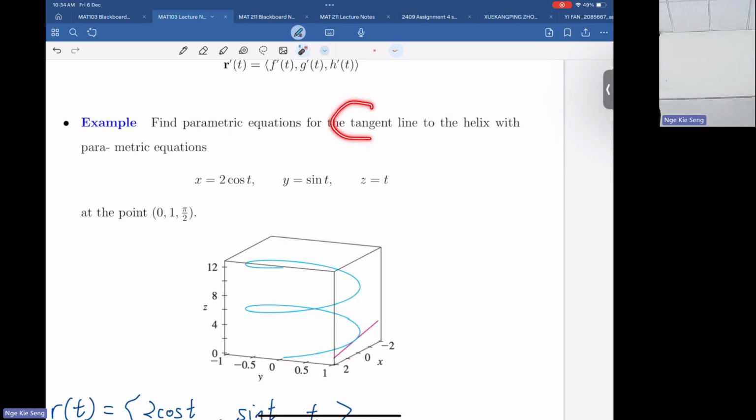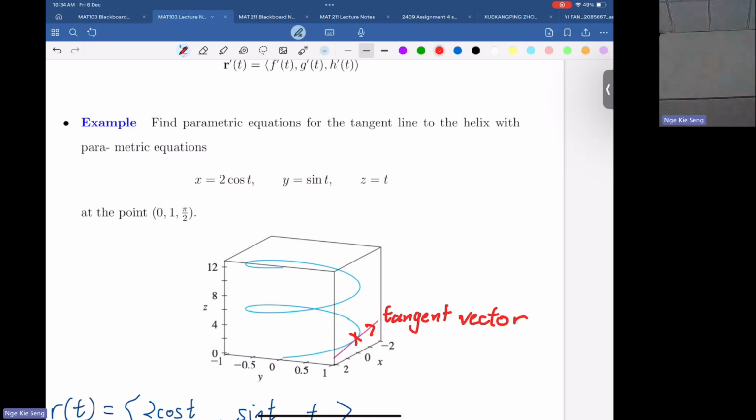So this asks you about a tangent line at 0, 1, pi over 2. So it's this point here. Let's put it up. How do you do this? First of all, you just get the tangent vector. After you get the tangent vector, you use this tangent vector to build your line. The tangent vector just gives you a direction vector, but you need a tangent line. What's the ingredient you need for a line? A direction vector and a point.